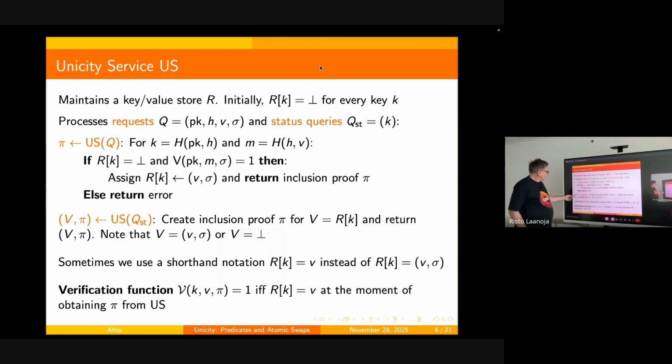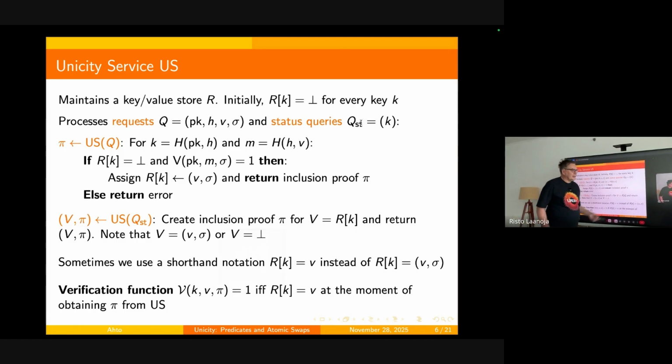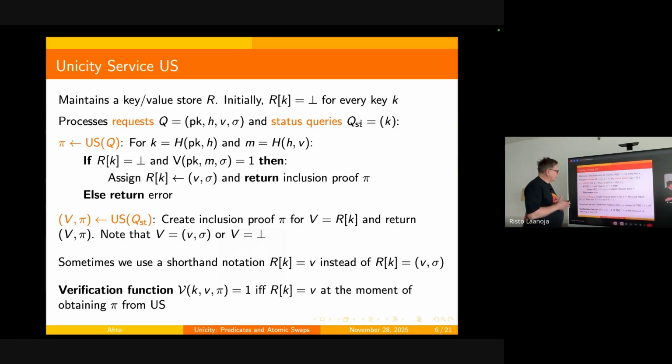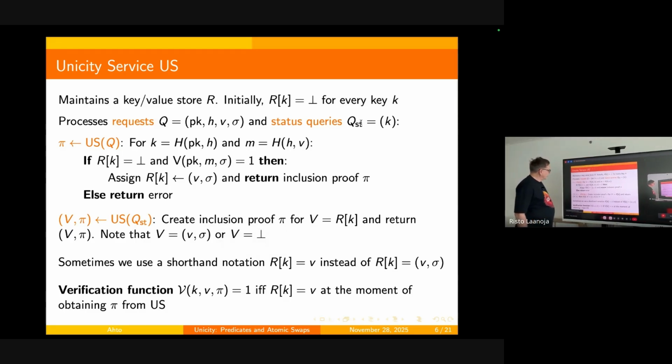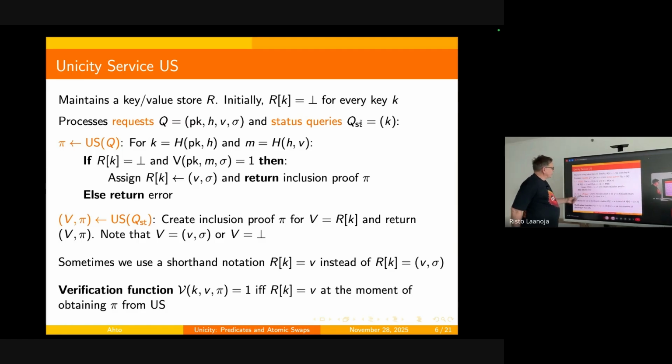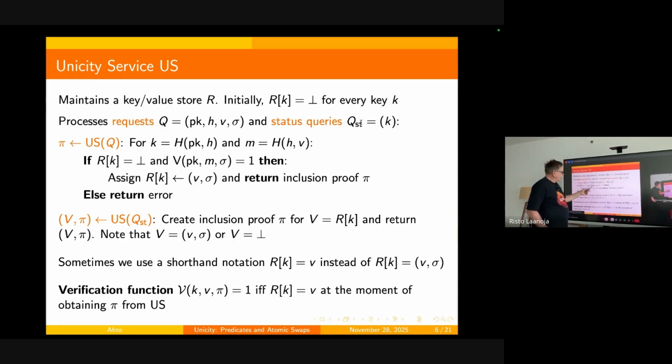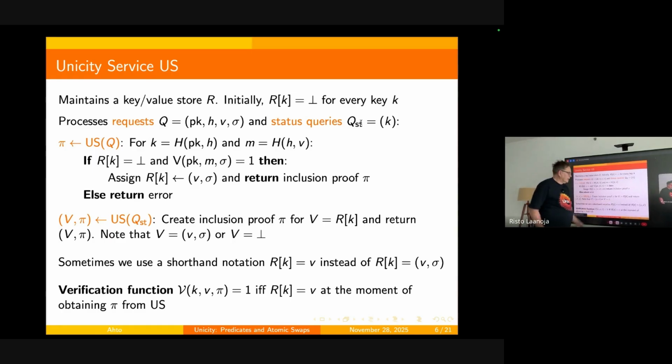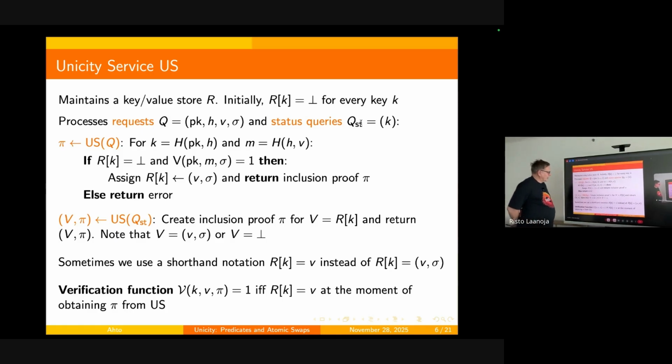Then we create the inclusion proof and return it to the requester. Okay, and for status queries, we just need to know the key we want to know the information about. Either it's empty or contains something, and this is sent together with the proof to the user. Sometimes we don't care about the stored signatures. We only care about this value, and then we just write the shorthand R_K equals V.